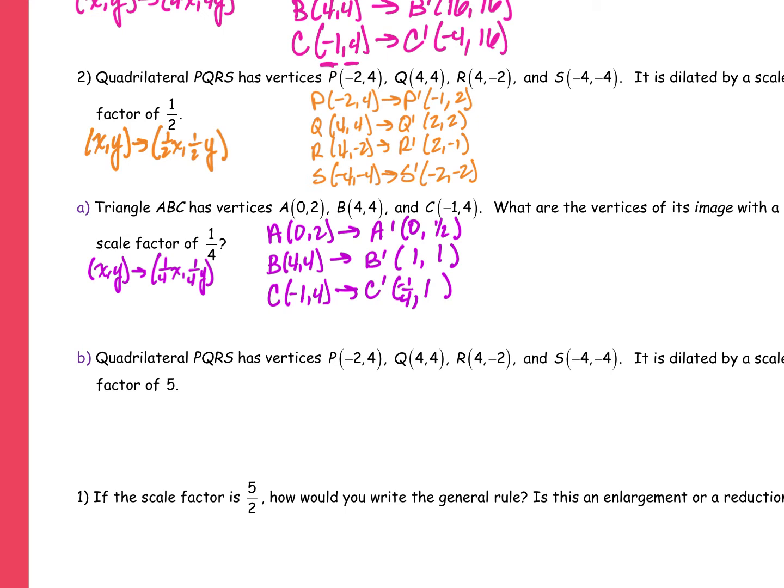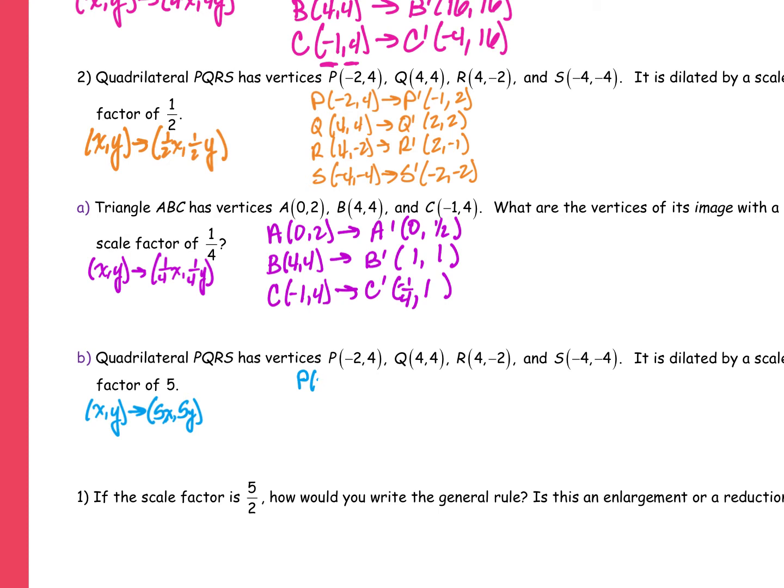My rule for B is multiply by 5. Beautiful. So 5x, and there should probably be a 5 there, huh? 5x and I'm looking at 5y. So I'm going to multiply everything by 5. This is going to get ginormous. So P becomes what?